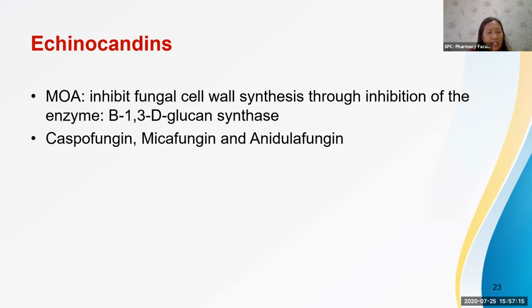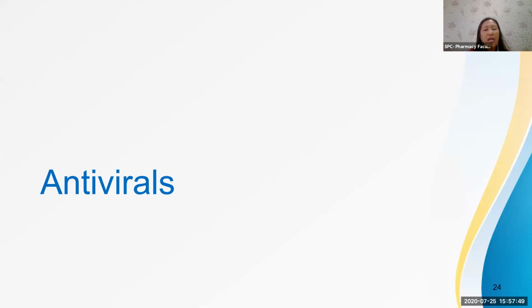Then echinocandins, which inhibit fungal cell wall synthesis through the inhibition of the enzyme, beta-1,3-D glucan synthase. So you have your caspofungin, micafungin, anidulafungin. The naming of the drug follows a pattern according to its type, so the patient does not get confused. So the echinocandins end in fungin. Okay, so those were your antifungal drugs.